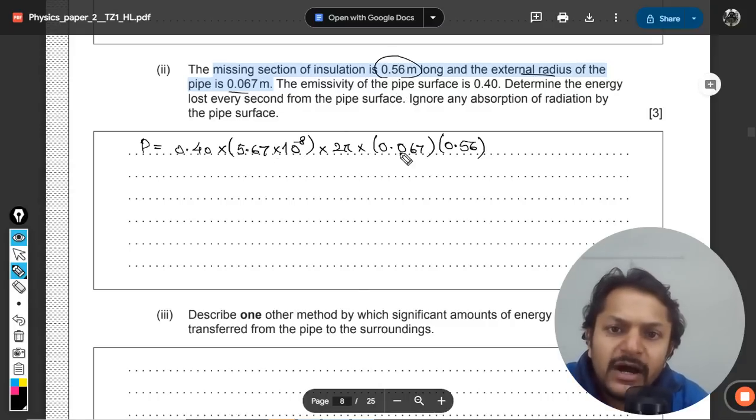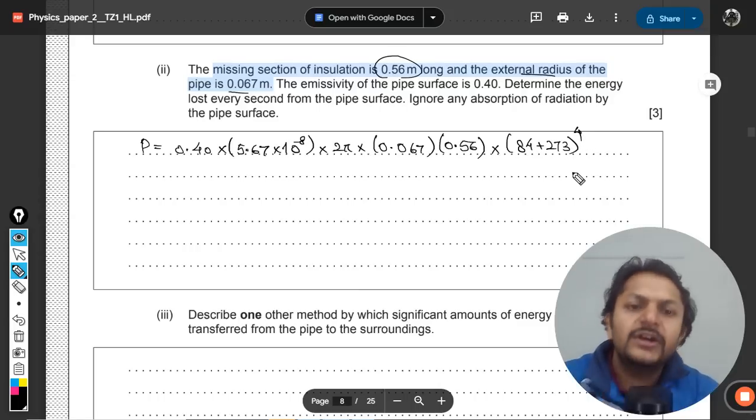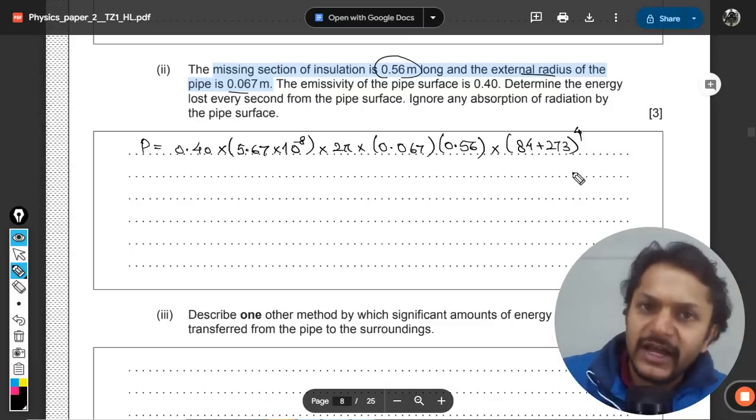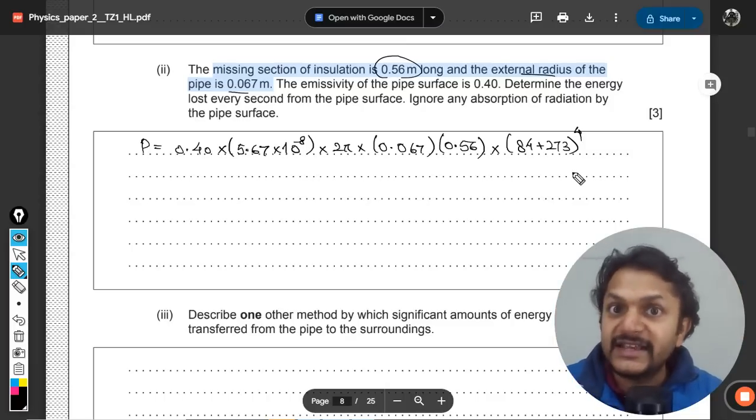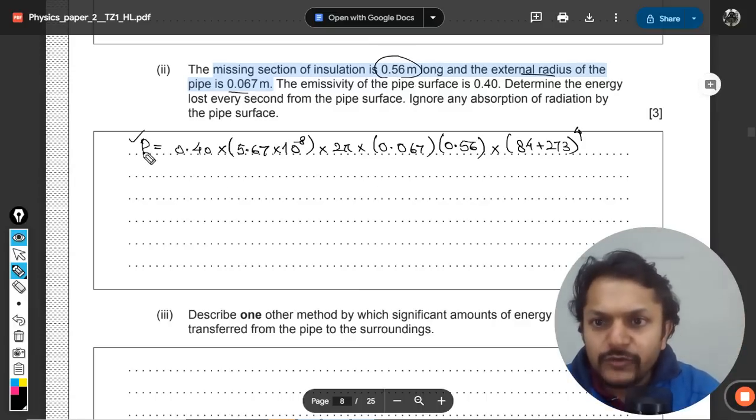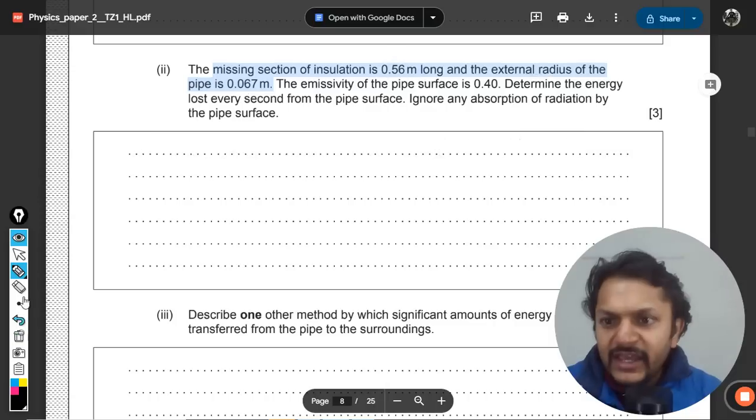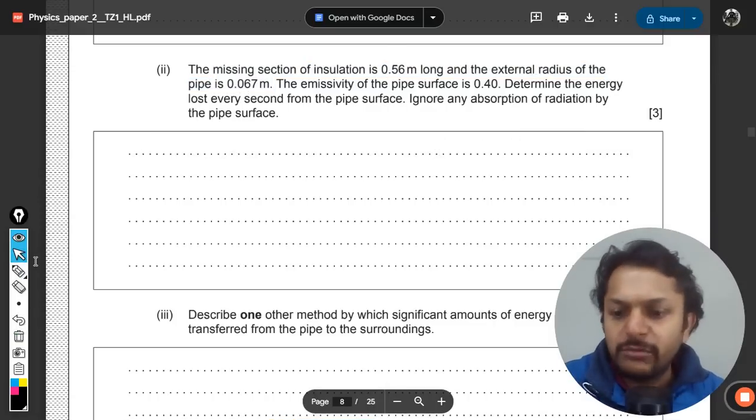So E sigma A T raised to power 4, temperature is 84. We have to use the Kelvin value here because it is raised to the power 4, and we are not talking about delta T in this case. Clearly, we would be converting it into Kelvin. This is the equation that you would be solving with the help of your calculators, and you will get the answer. In this video, we would be referring to the mark scheme.